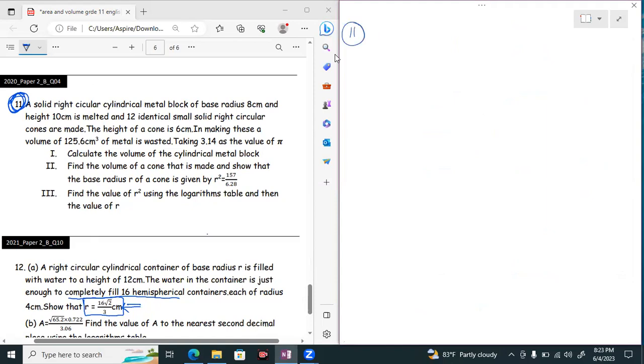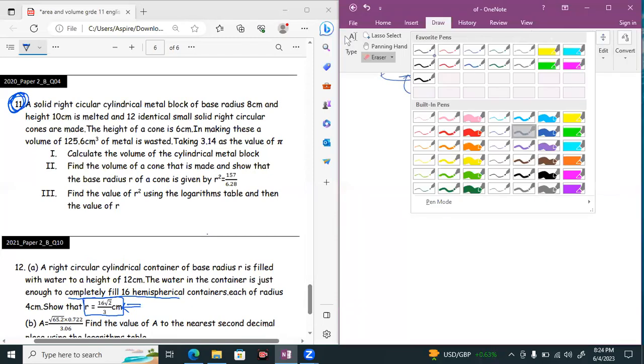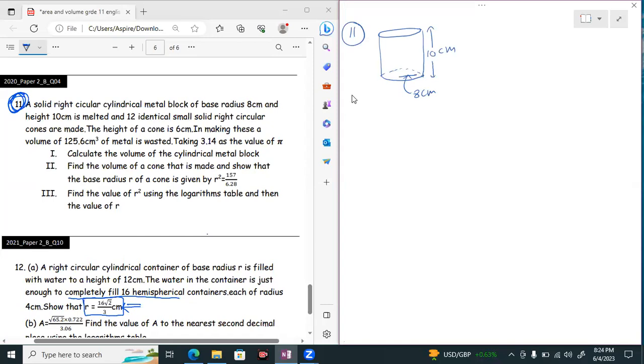A solid right circular cylindrical metal block of base radius 8 centimeters and height 10 centimeters is melted and 12 identical small solid right circular cones are made.